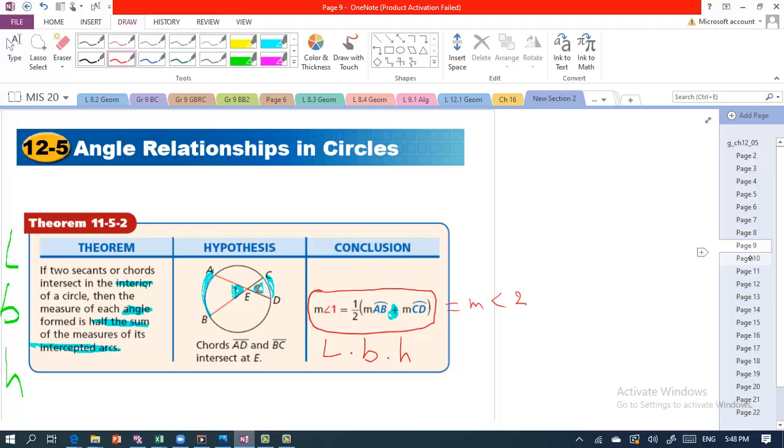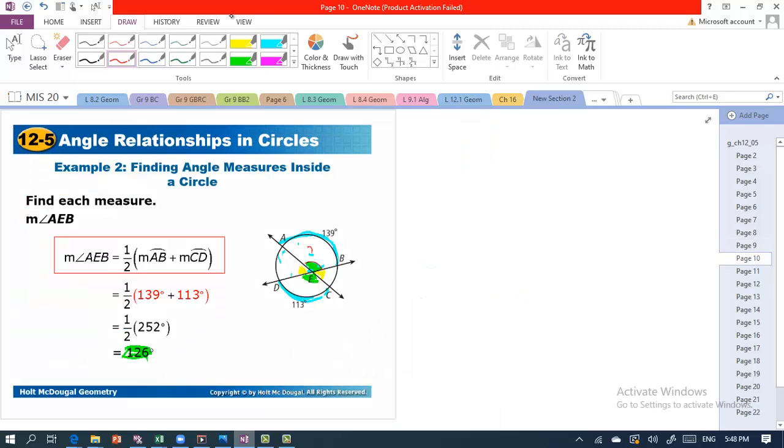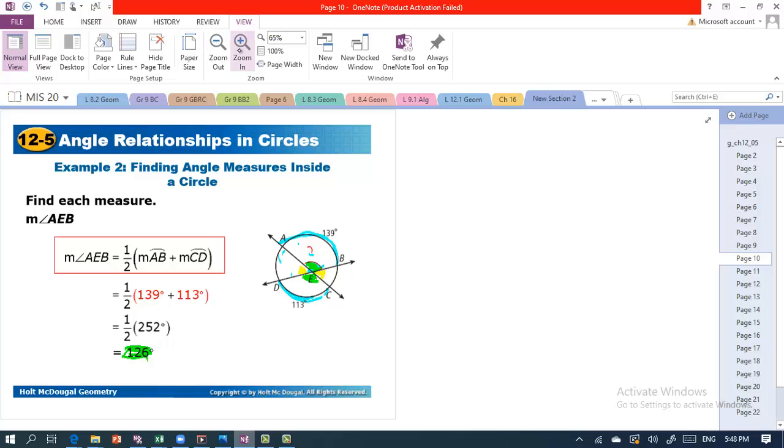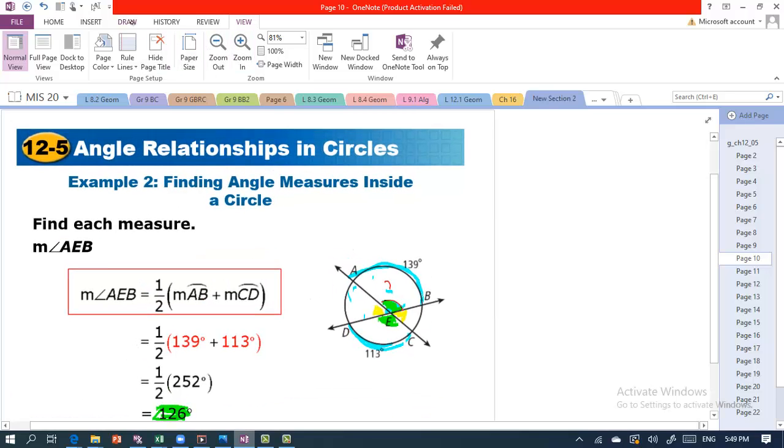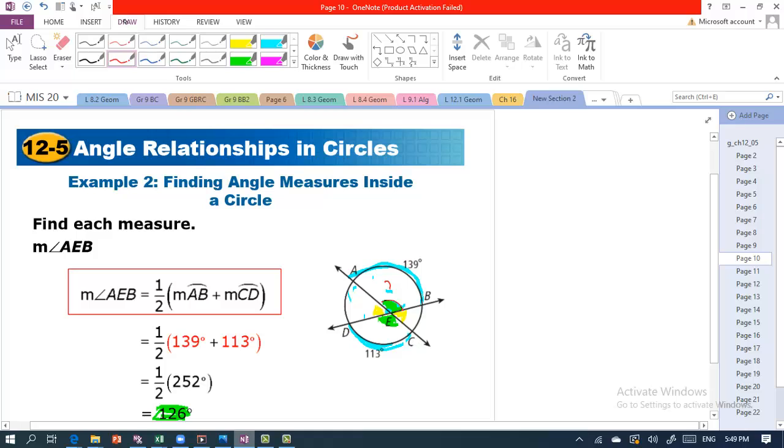To apply that, we have this example. You can see clearly that we need to find the measure of the angle AEB. To find AEB, we have the intercepted arcs. It's in number one, an internal angle, which means inside the circle, in the interior of the circle. They have the intercepted arcs AB and CD or DC. So half of the sum of them, and they are given.